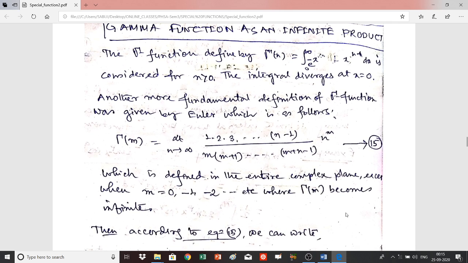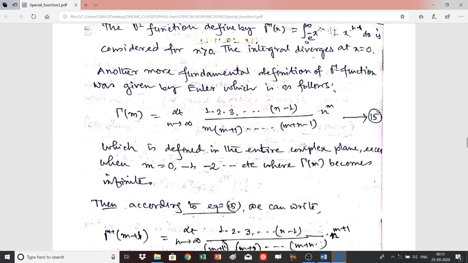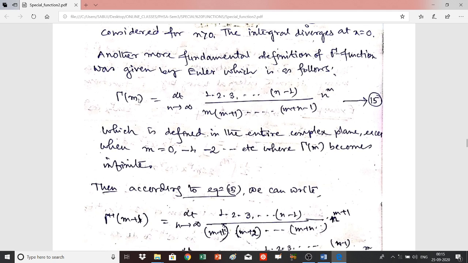So according to this equation, just remember this expression was given by Euler, and using this relation, just replace m by m plus 1, that is m is increased by 1. So gamma (m plus 1) will give you limit n tends to infinity of 1, 2, 3, in this way n minus 1, divided by (m plus 1), then (m plus 2), and in this way up to (m plus 1) plus (n minus 1), that is finally m plus n, times n to the power m plus 1. That is done here.